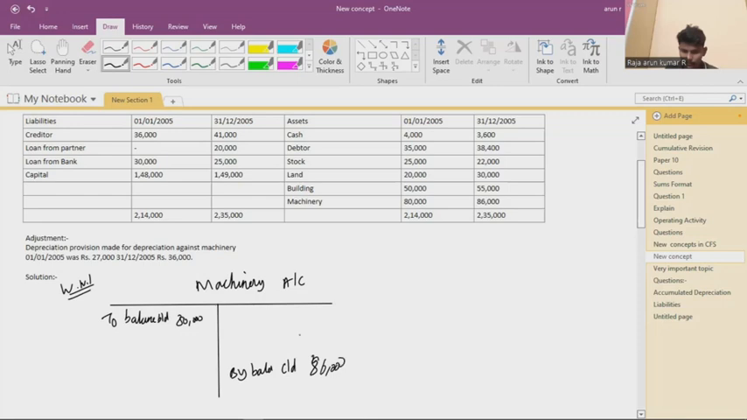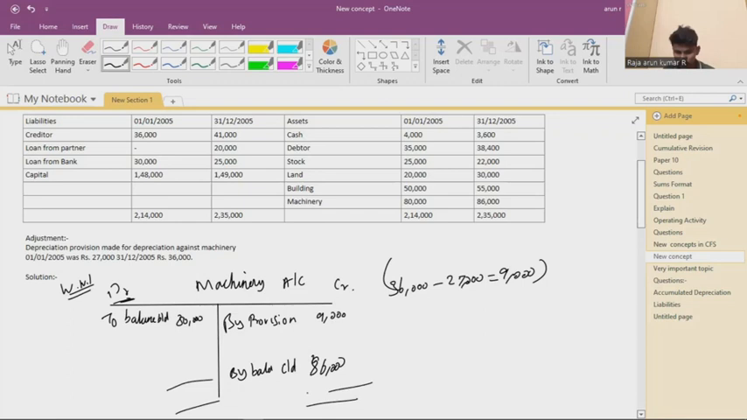$86,000, then by provision, I told that before, 36,000 minus 27,000 equal to 9,000. That difference will become the credit side. This is the debit side. Asset always has a debit balance, 9,000. It is a credit. Then total it. Here what we find out: 86,000 plus 9,000 is 95,000.